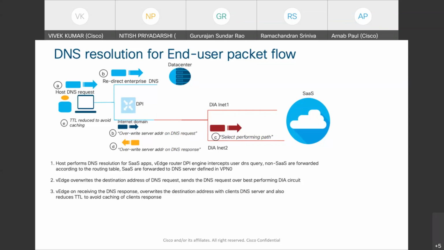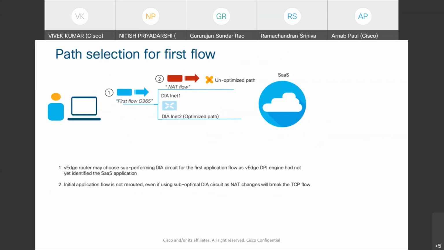So what happens when the response comes back? The router again takes the packet, replaces the DNS server with the host configured DNS entry, and also reduces the TTL to avoid caching. So this is the whole process. In this whole process, the end user isn't aware of what is happening in between, but from his perspective the best thing is that the user traffic is getting the best possible path.